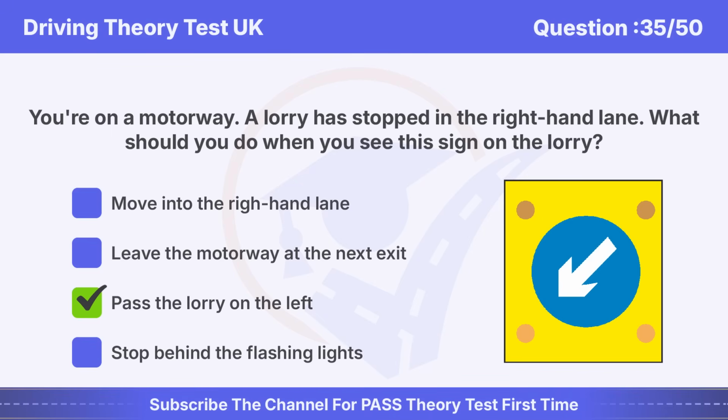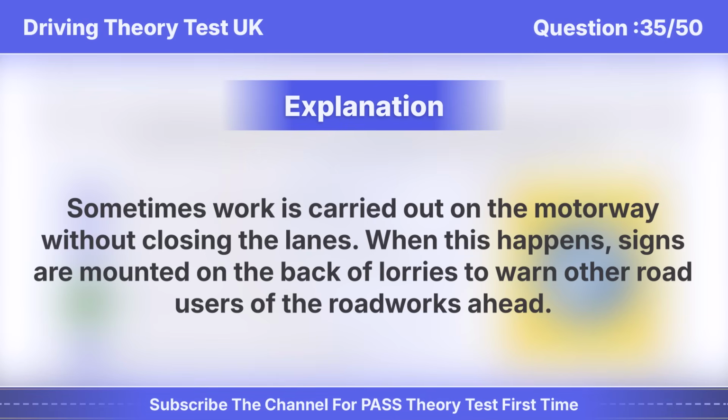Answer is C. Pass the lorry on the left. Sometimes work is carried out on the motorway without closing the lanes. When this happens, signs are mounted on the back of lorries to warn other road users of the roadworks ahead.